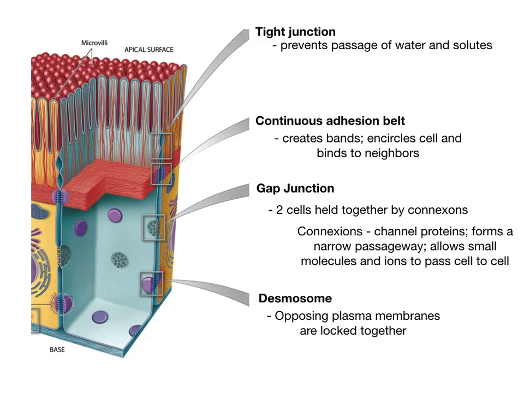We have our gap junction, where two cells are held together by connexons. The connexons are channel proteins that form narrow passages, which allow small molecules and ions to pass cell to cell. And our desmosomes, which are opposing plasma membranes that are locking together. So all these things are different checks and balances of the epithelial tissue to ensure that it is truly waterproof and nothing is passing through that it doesn't decide, okay, I'm going to let you pass through.